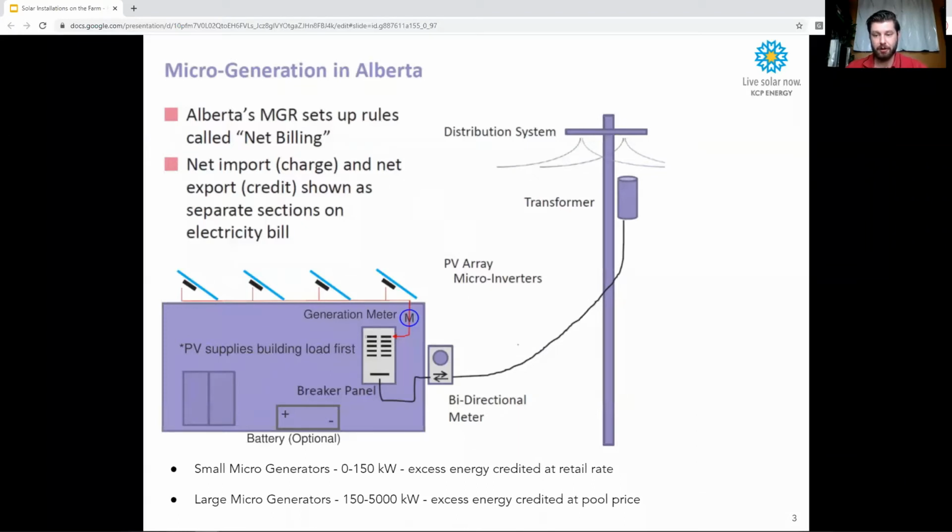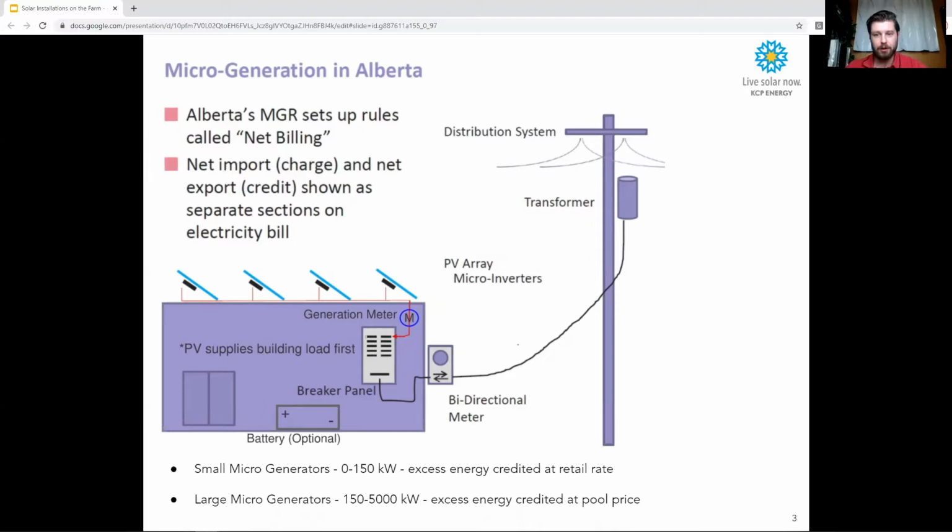So large systems are quite large, from 150 to 5,000 kilowatts, and then small systems are anything below 150 kilowatts. The main difference between the two is how any excess or exported energy to the grid is treated. Small microgenerators supply excess power to the grid, and they get credit from their energy retailer that's essentially the same amount that you pay per kilowatt hour, whatever your retail energy rate is. Say 6 or 7 cents per kilowatt hour is pretty typical. Whatever you pay for power at your retail rate, when you export, you get that same amount back.